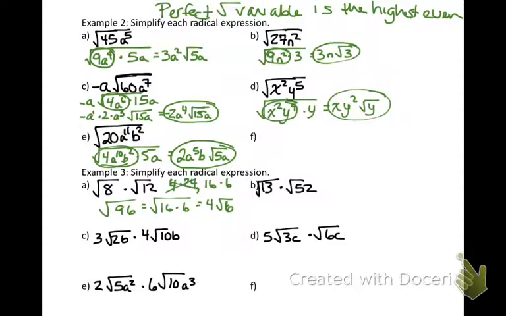B, I have 13 times 52. And that's square root of 676. And when you have a big number like this is when you check and see if it is a perfect square already. And 676 is 26 squared. And since it's a perfect square, it's just a whole number. It's 26.